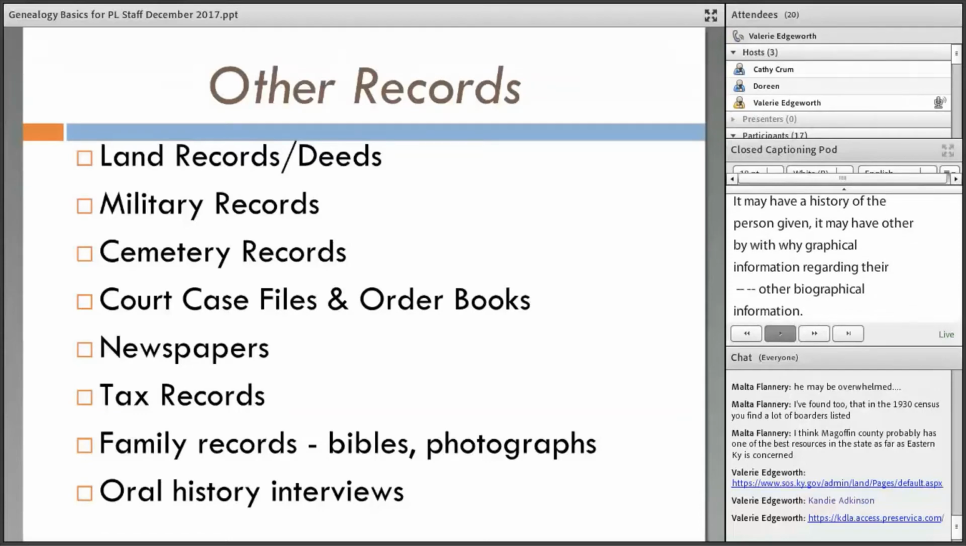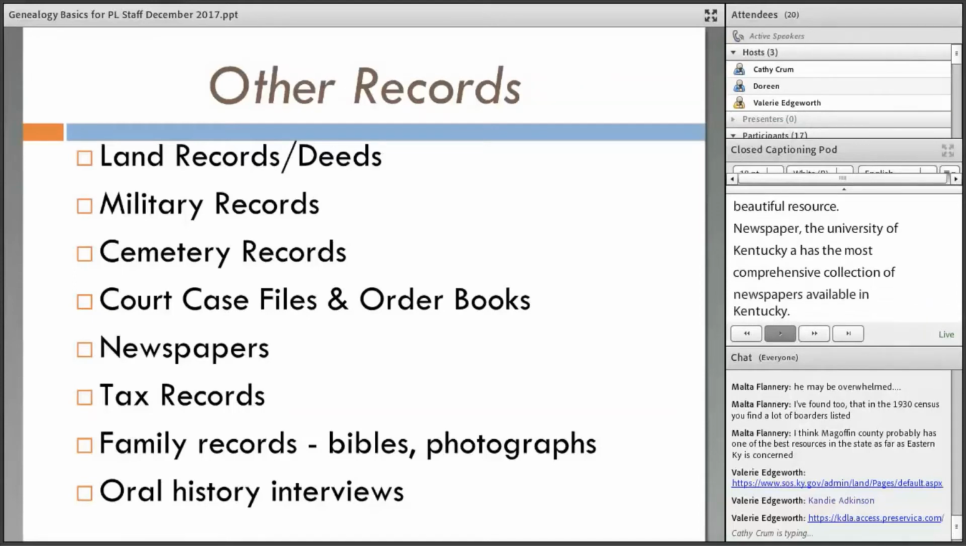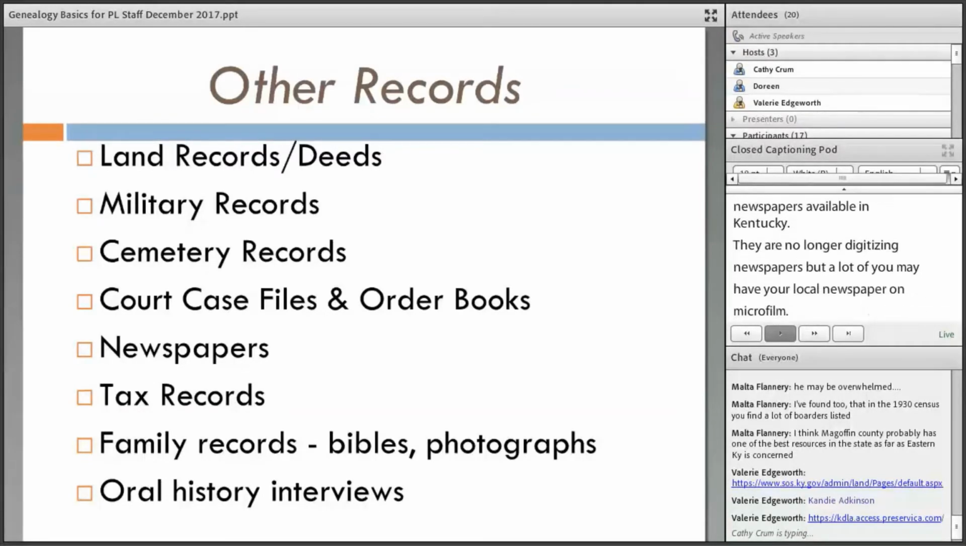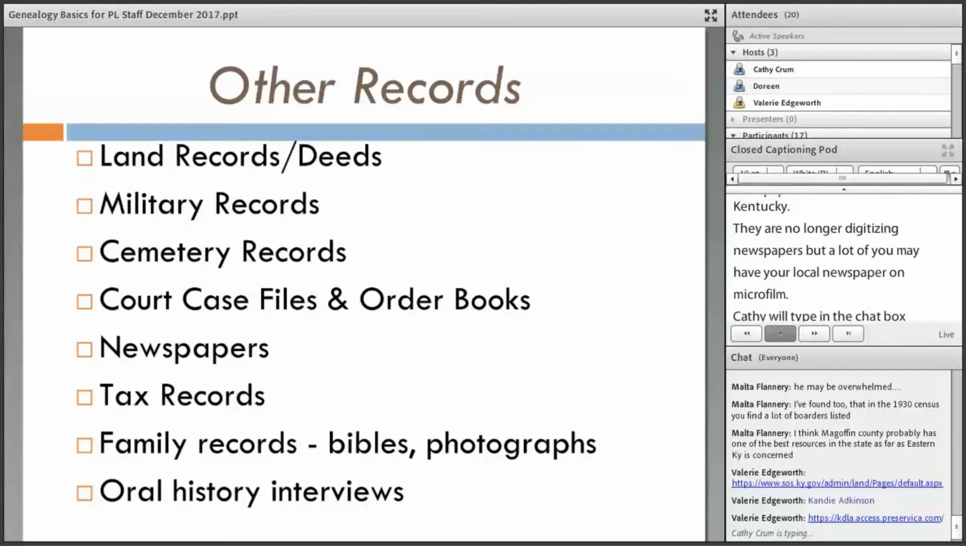Again, newspapers. The University of Kentucky has the most comprehensive collection of newspapers available in Kentucky. They are no longer digitizing newspapers, but they have. I'm sure a lot of you already may have your local newspaper on microfilm. Kathy's going to type in the chat box a little bit more information about the UK program there.